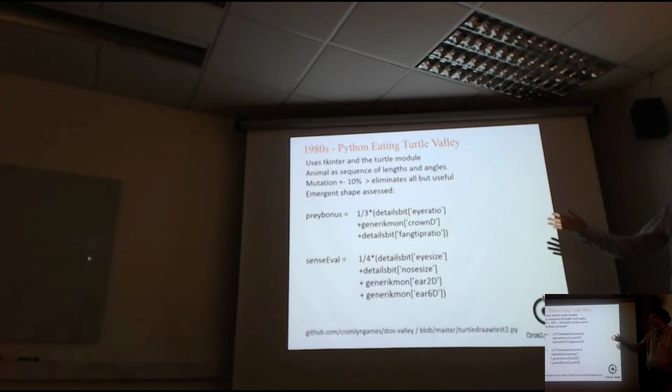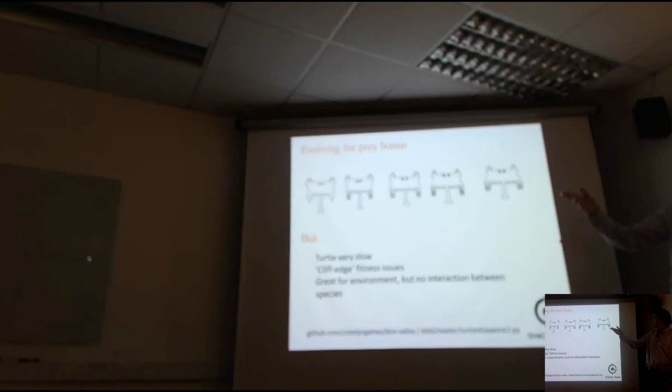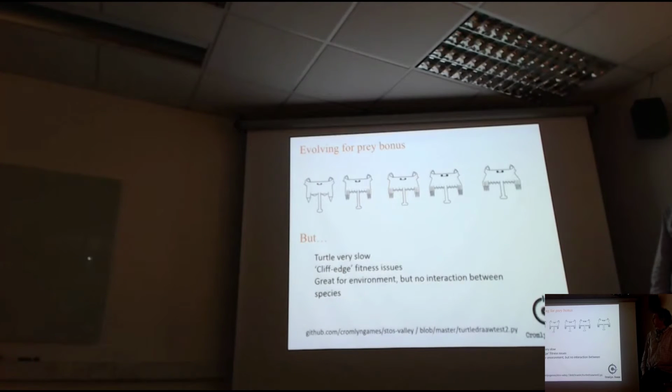And then the sense eval was another one, and that just basically was 4 different factors that made the senses bigger. So it could get bigger eyes or a bigger nose or both. And you just run it for a few generations. So that was one example of what it was throwing out. That was being done for the prey bonus. So the eyes aren't really changing, but the head is getting wider.